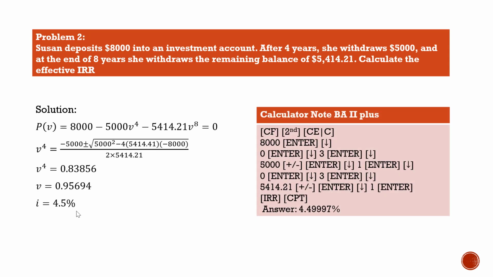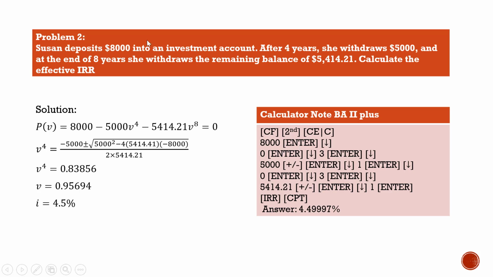Another way to find the answer is using the calculator, BA II Plus. Again, we are going to use cash flow mode on the BA II Plus. So go ahead and clear the work before we start the problem. So CF, second, CE/C to clear work. Then $8,000 is positive and is made at time 0. So we enter 8,000 as CF0 and then hit enter and scroll down.